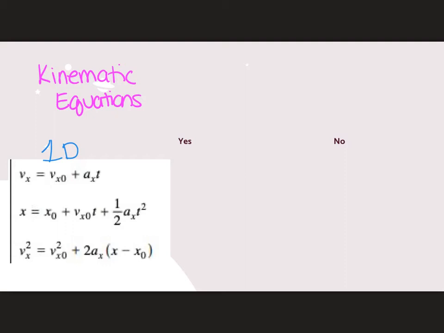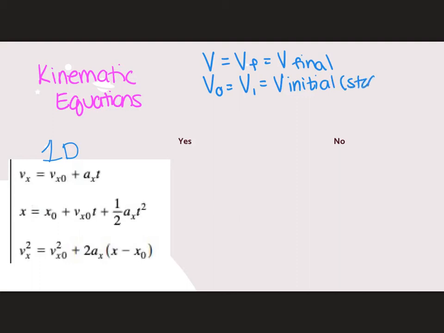Let's get started. You'll see there's V. This is equal to V final. You will also see that we have VO. Now, personally, I write this VI. Depends on your physics teacher. This is V initial or our starting velocity. Everything has a starting velocity. If you're not sure what it is, it's probably 0.